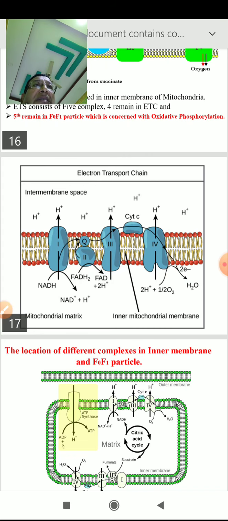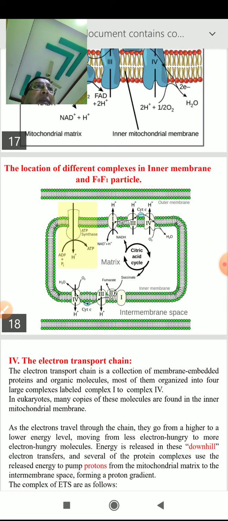Simultaneously, the electron will be carried by coenzyme Q, then taken by cytochrome C, and lastly it will go to complex 4, where the electron combines with half an oxygen and hydrogen protons, and ultimately gives rise to water. During this electron and hydrogen transport, hydrogen is transported at 3 sites: complex 1, complex 3, and complex 4, from the M site to the C site. In my next diagram, I am showing the location of different complexes of the inner membrane and the F0 and F1 particles.